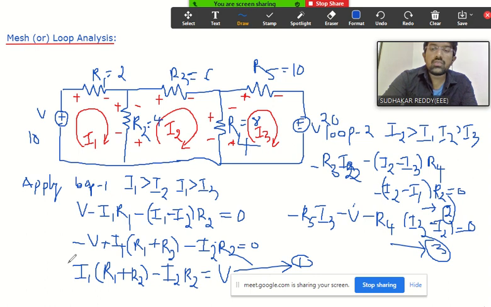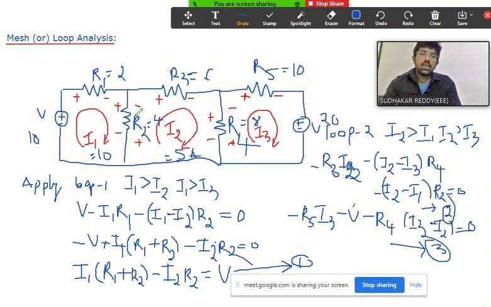Once we get the values for I1, I2, and I3, can we find any branch current? Yes or no? Suppose I1 value I got 10 amperes, and I2 value I got 5 amperes. Just assume. Now, what is the current passing through this R2, the 4 ohm? 10 minus 5, so simply 5 amperes only, right? That means once we get the mesh or loop currents, we can find each and every branch current. All of you understood what we are doing.